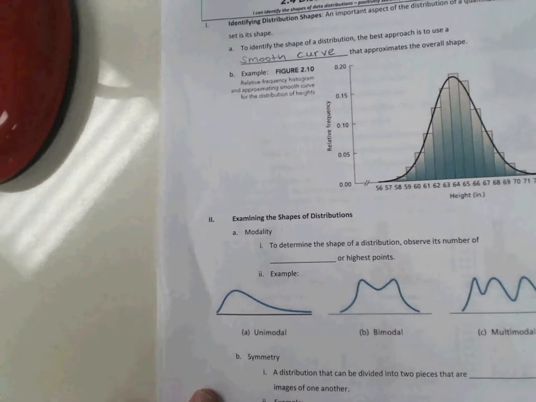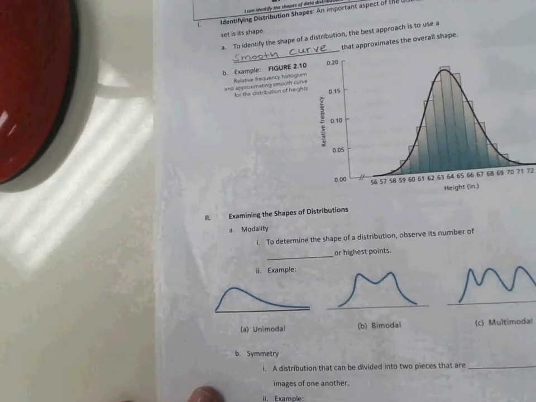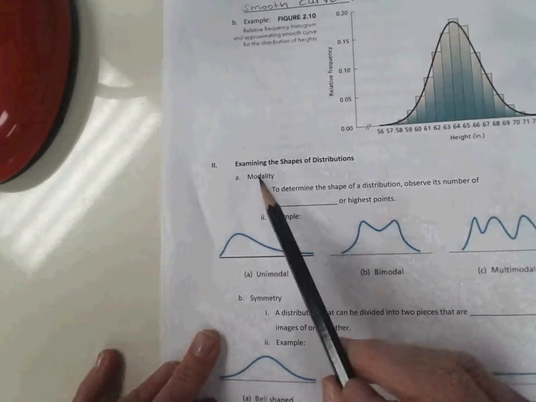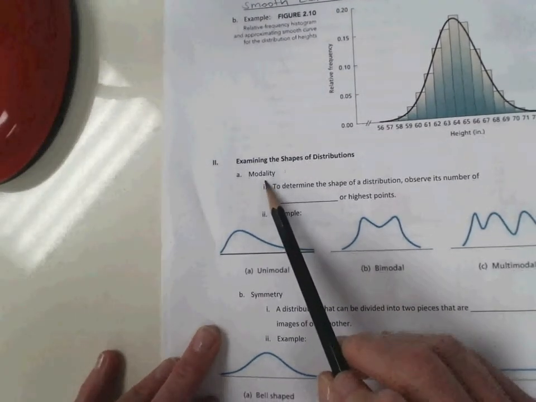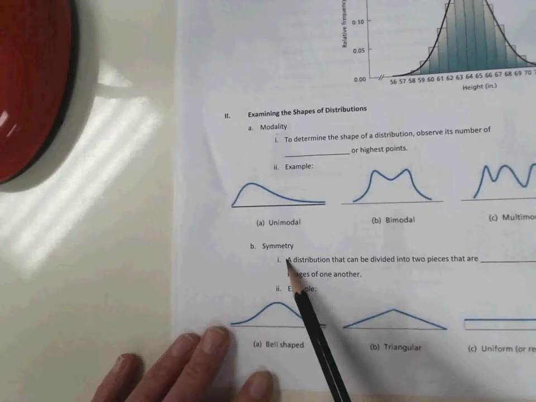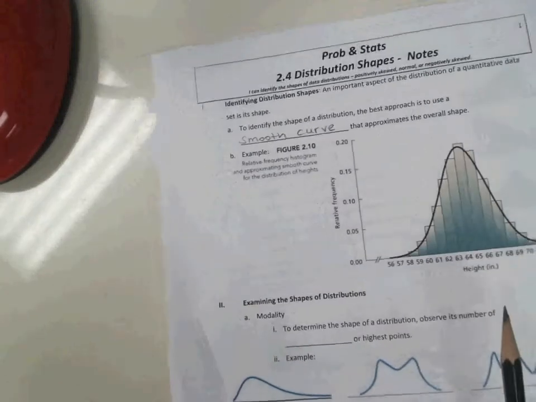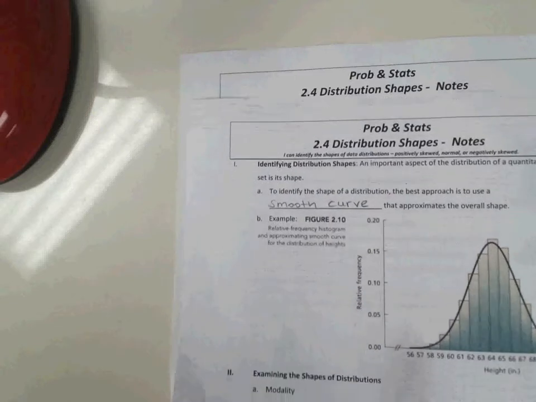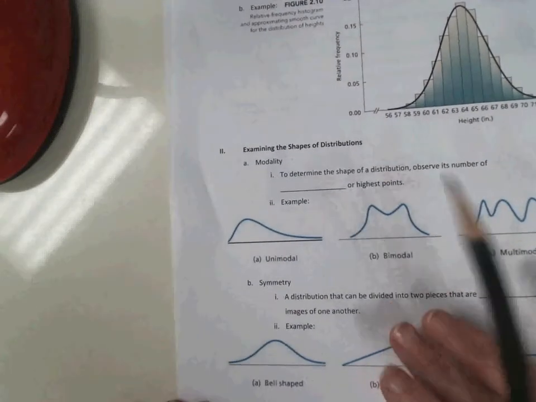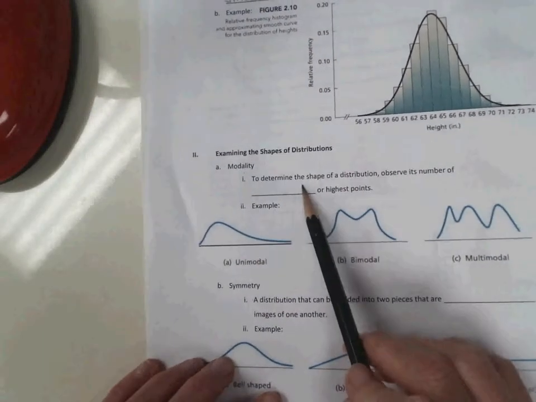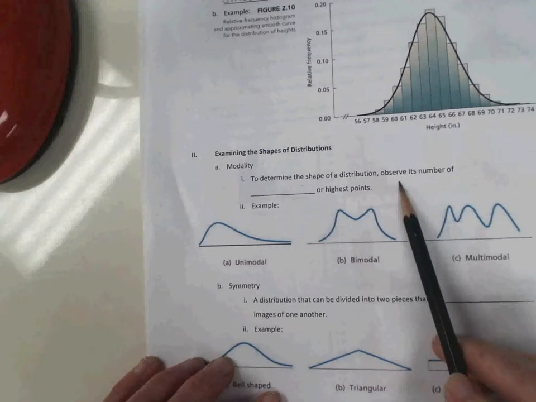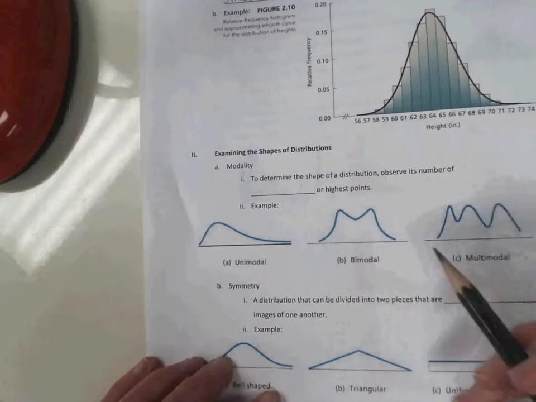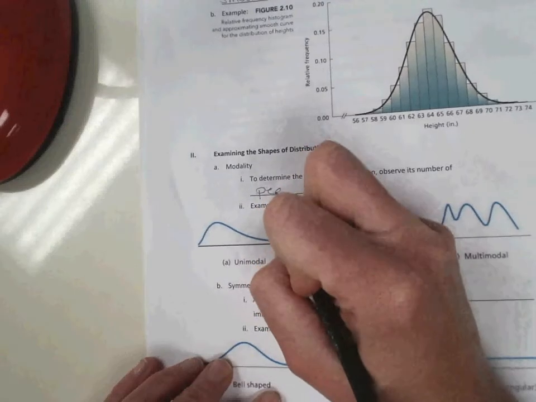Examining the shapes of distributions. So we have a few different categories that we look at in terms of the shape of the distribution. The first is modality, the second is symmetry, and then the third that we'll take a look at is skewness. So first looking at modality. To determine the shape of a distribution, observe its number of peaks or highest points.